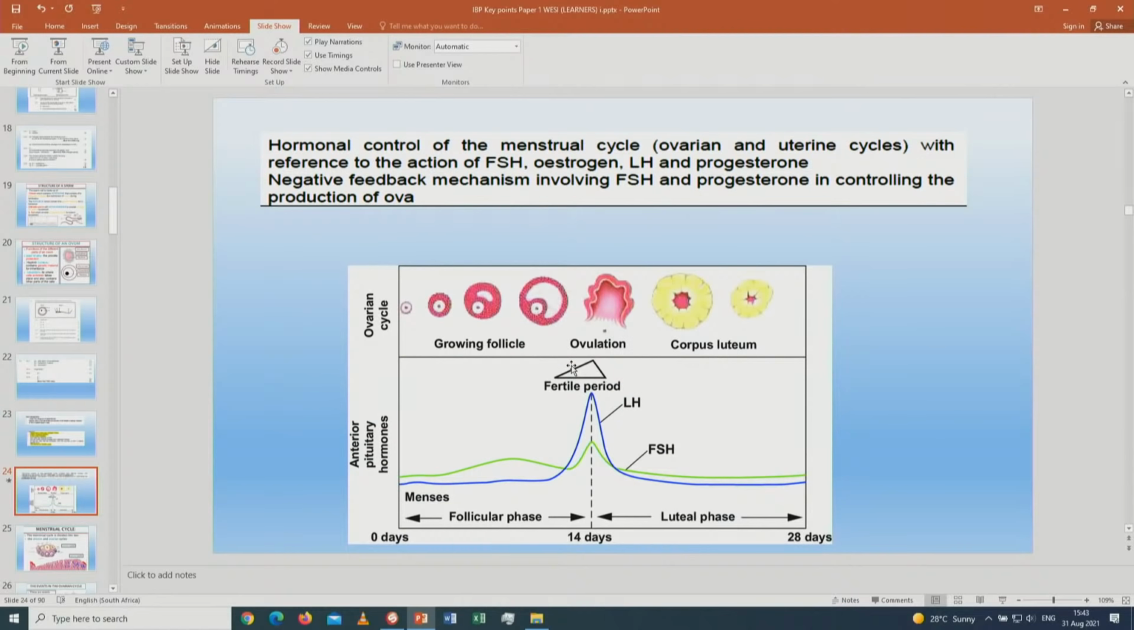And then again, the hormonal control of the menstrual cycle. And then you remember, I also mentioned that you have to know your 4 hormones: FSH, estrogen, LH, and progesterone. Please, please, please. And then again, the negative feedback mechanism involving FSH and progesterone. This one for sure, you will see it on Friday on your trial examination. And then again, on your final examination, it will still be there. It is always there on your examinations. So the negative feedback mechanism involving FSH and progesterone. So just make sure that you go and revise this or you drill that.